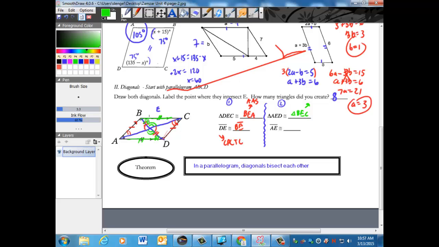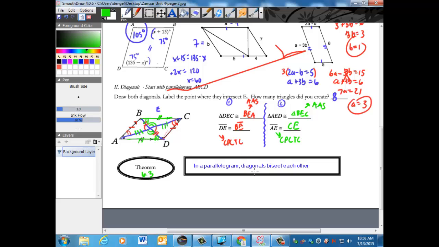So now we have angle, angle, side, and angle, angle, side. We have to ignore these marks in red for now. So this is angle, angle, side. And then by CPCTC, I can say that segment AE, let's put 3 marks on AE, is going to be congruent to CE. And that leads us into our next theorem, which is theorem 6.3.